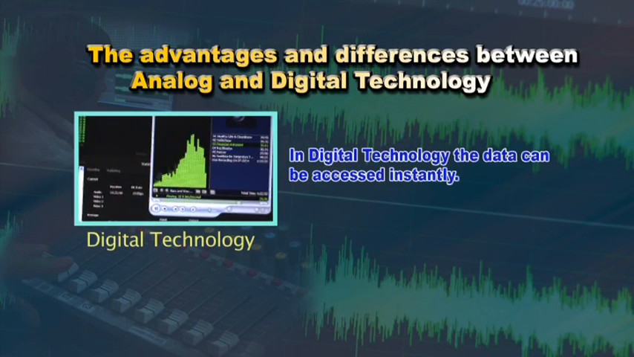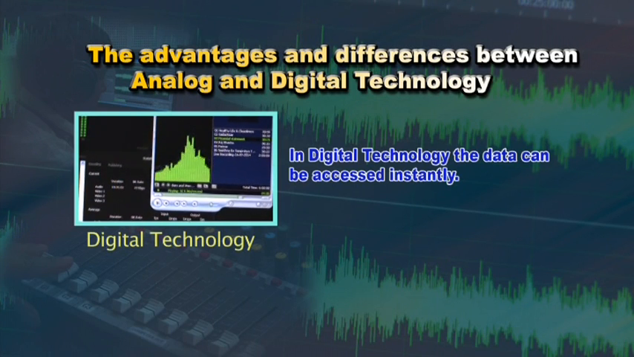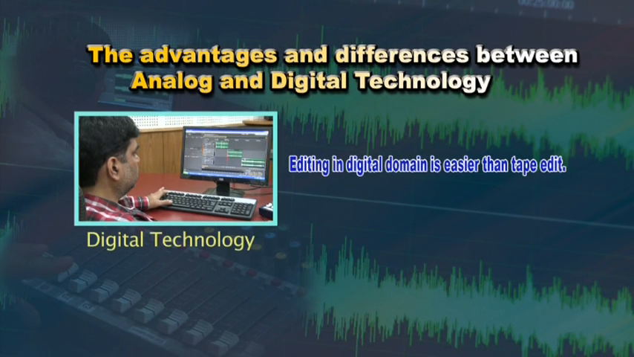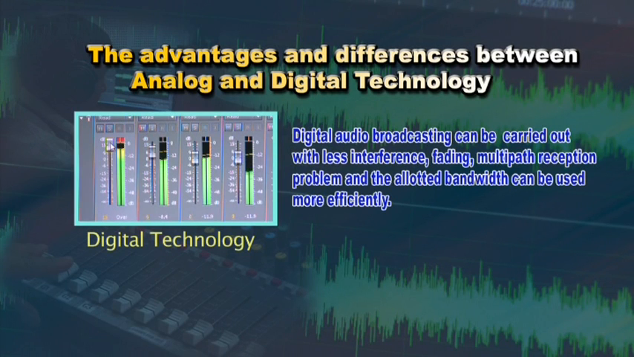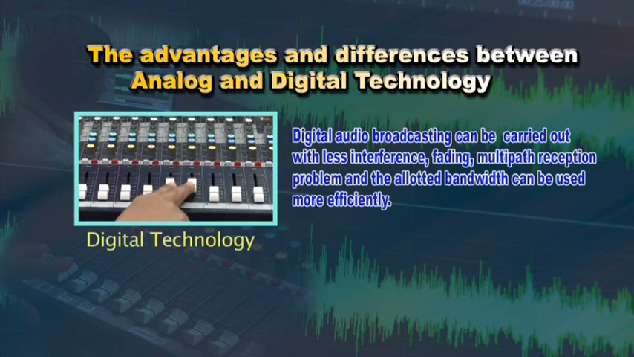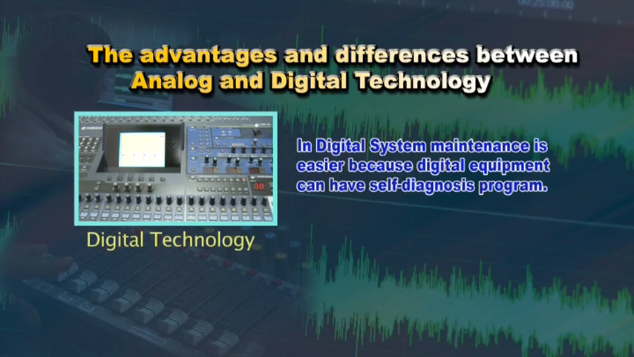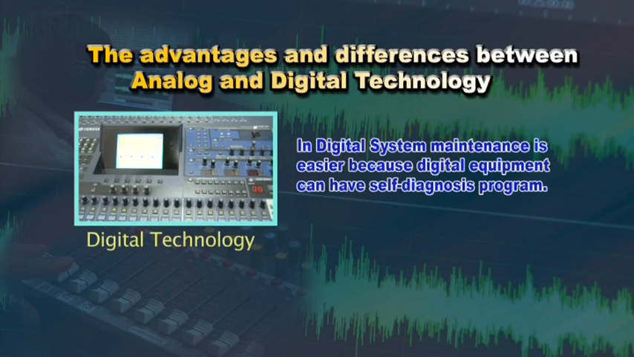In digital technology, the data can be accessed instantly, whereas analog technology makes this process complicated and lengthy. Editing in the digital domain is easier than tape edit. Digital audio broadcasting can be carried out in the digital domain with less interference, fading and multipath reception problems compared to analog broadcast. Maintenance is easier in digital systems because digital equipment can have a self-diagnosis program built into the system to point out its own failure or error.